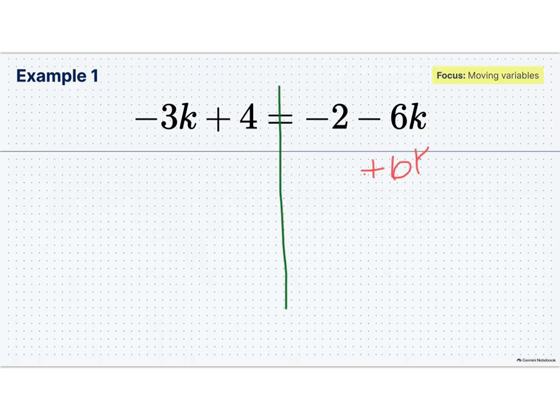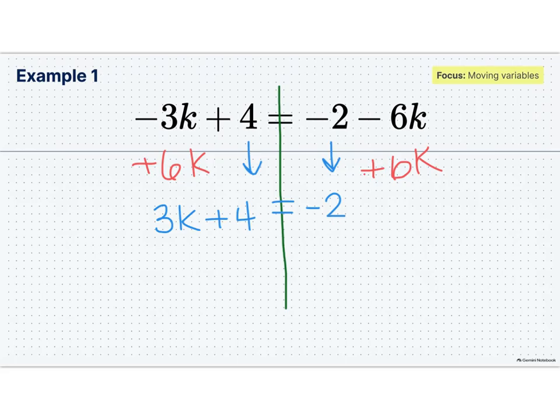We're going to add 6k to both sides. Once we do that, negative 3k plus 6k is 3k. Plus 4, we're going to bring down. And then we're also going to bring down this negative 2.